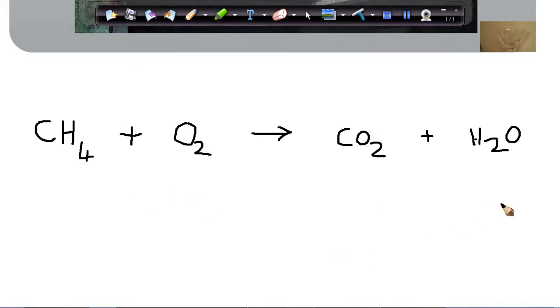Anyway, we've still got to balance this equation, so let's have a look at that. Let's start with the most complex looking thing, like I said, and in this case I'll go with the CH4.